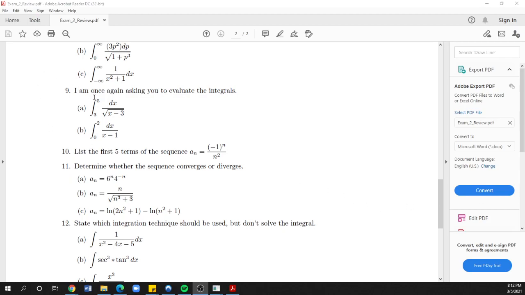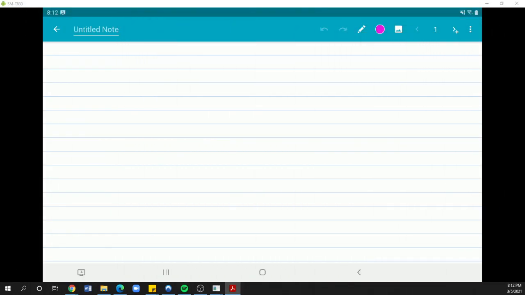Because these are actually improper integrals in disguise. Because as we go to 3, this root x minus 3 blows up and goes to infinity. So this function's not continuous at 3. Similarly, this function's not continuous at 1. So both of these are improper integrals, and so that's why they're on the exam review. So let's go take a look at those. So 9.